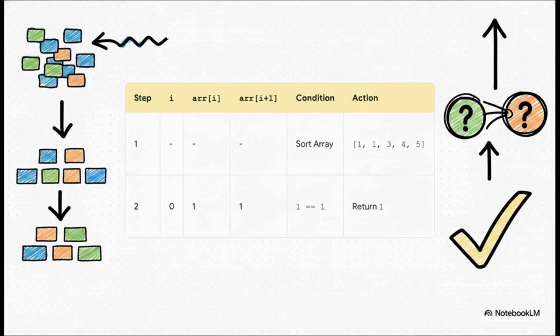The computer evaluates the condition. Does 1 equal 1? Yes, absolutely true. A duplicate is found immediately. The algorithm returns 1, and we are totally done. Notice how much processing power we just saved. We didn't even have to look at the 3, the 4, or the 5.